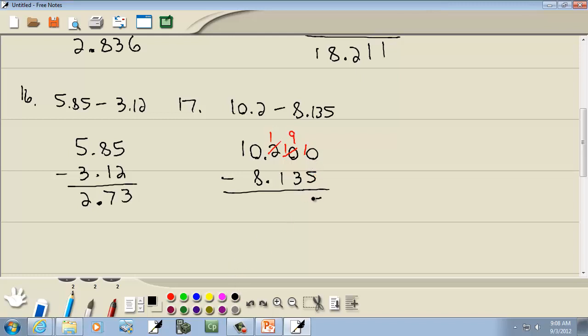So 10 minus 5 is 5. 9 minus 3 is 6. 1 minus 1 is 0. And 10 minus 8 gives us 2. And again, decimal comes straight down below where it's at.